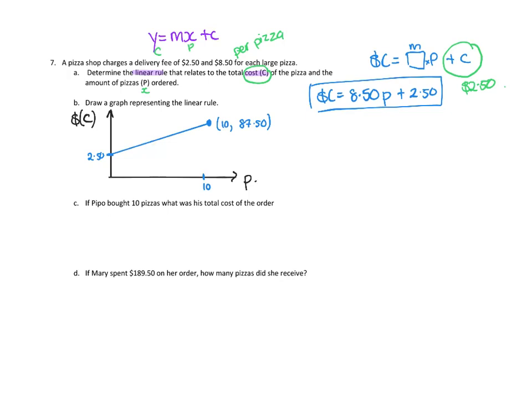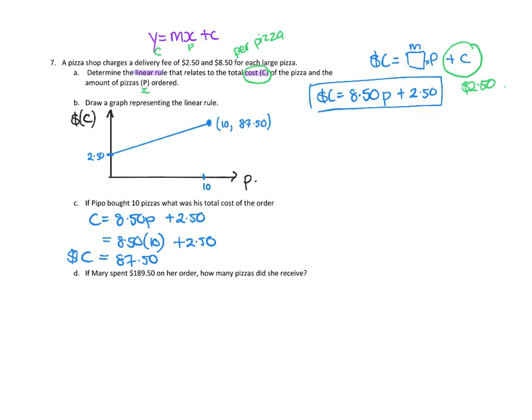Okay? So that's all you have to do. When it says draw a line, just do that. And look, it even asks you in the next question. If Pippo bought 10 pizzas, what would his cost be? Well, here's my formula. I'm going to substitute 10 in. So you can do this on your calculator and you get $87.50. Okay, so you spend that.